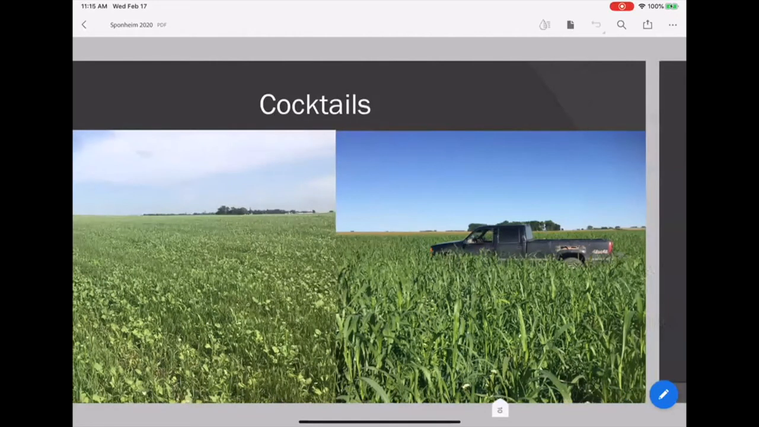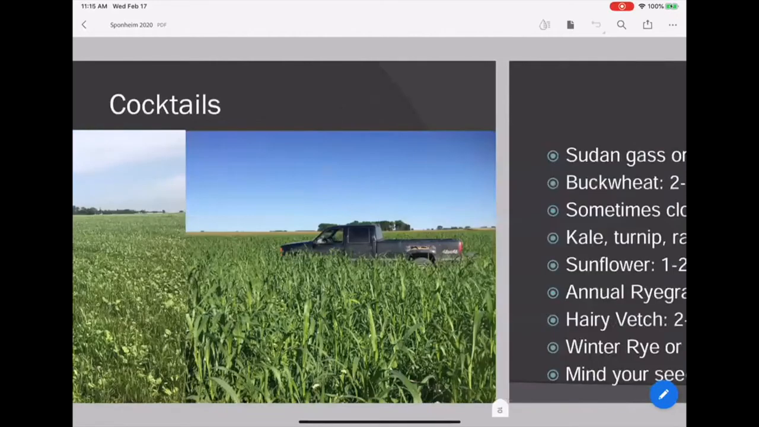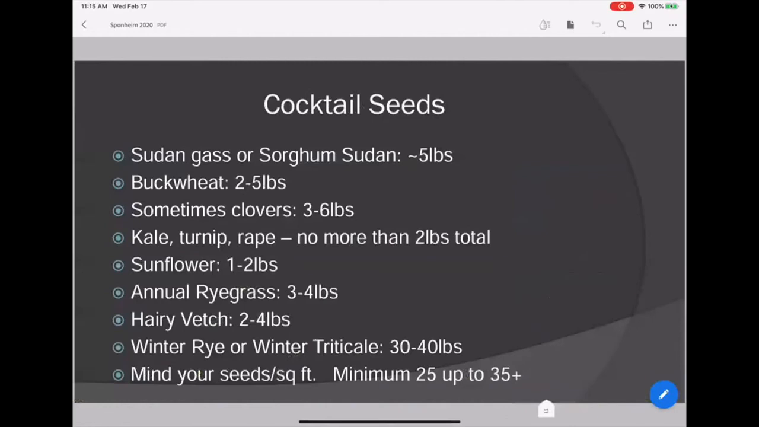These are some of the things that I've been playing around with in that cocktail mix. I'm always putting a grass in, a sudan grass or a sorghum sudan, depending on what I'm doing with it or what I can find for the money. And I had been running 10 pounds. I'm thinking about cutting that back to around 5. Buckwheat is one of my big favorites. I'm always putting that in at 2 to 5 pounds.